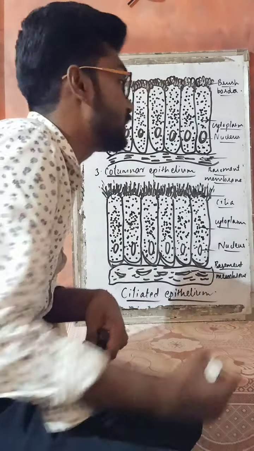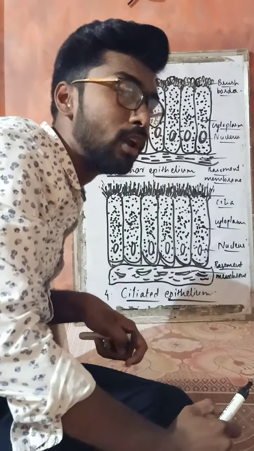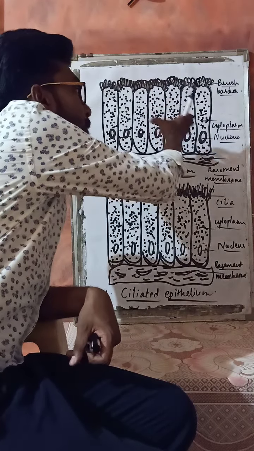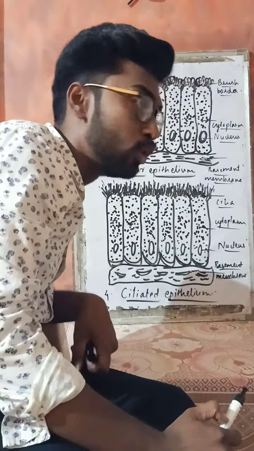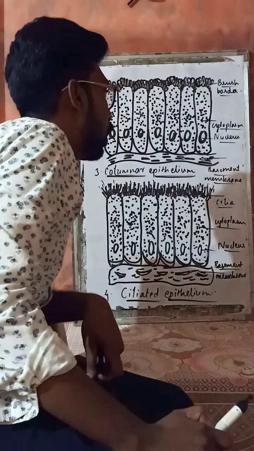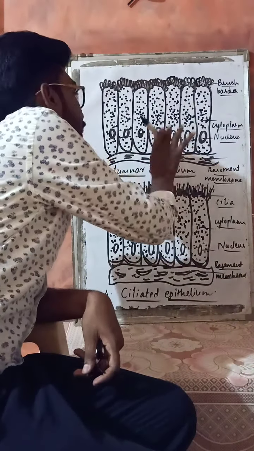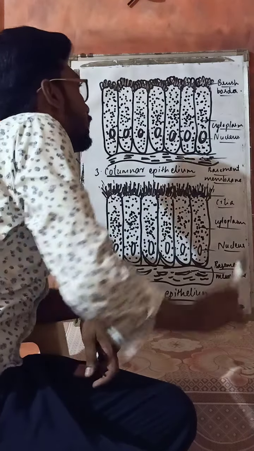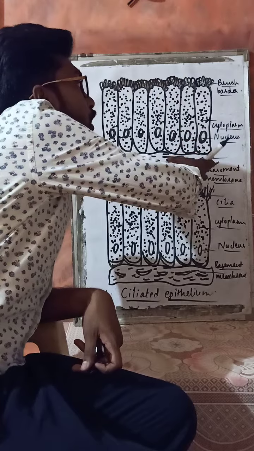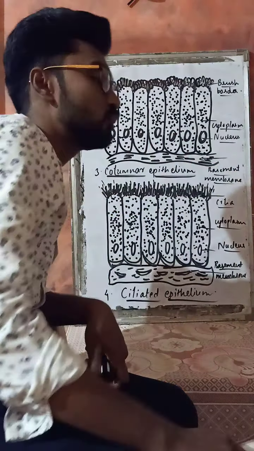The columnar epithelial cells are long, tall, pillar-like or column-like. Correct? All the cells are long, they are tall, they look like a pillar or a column. All the cells are placed side by side like a column, and it is composed of a single layer of cells. So, columnar epithelium is made up of a single layer of cells. Every cell generally is tall.